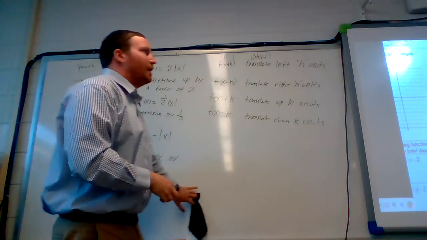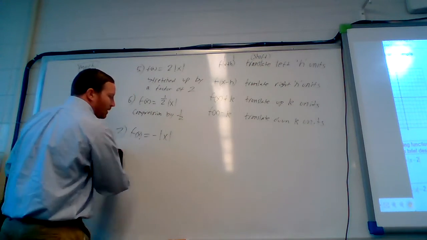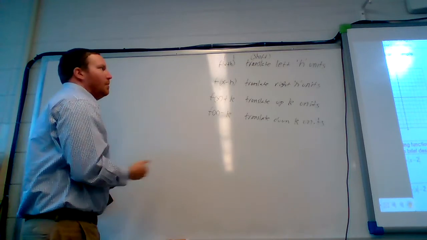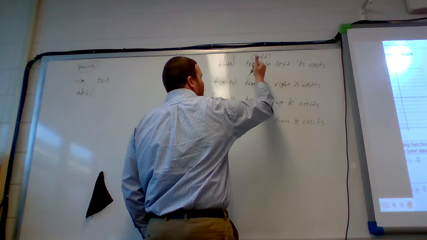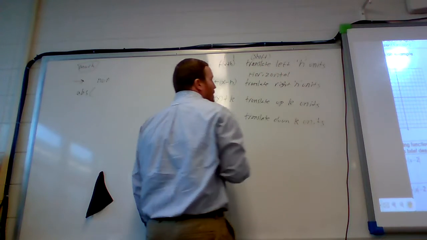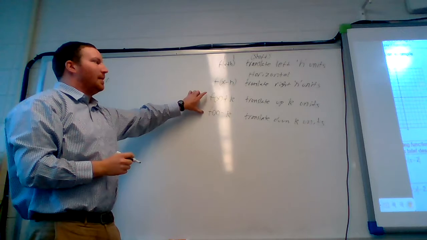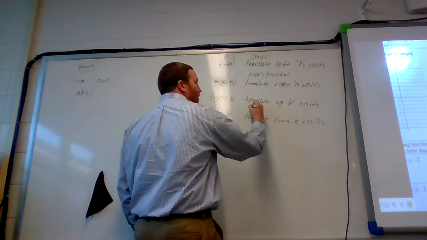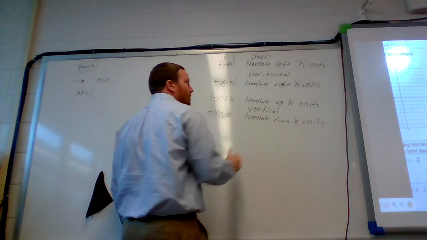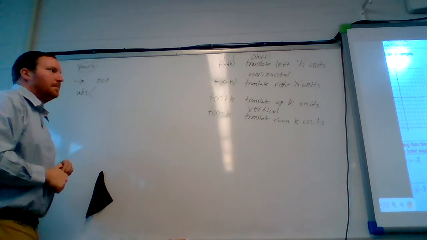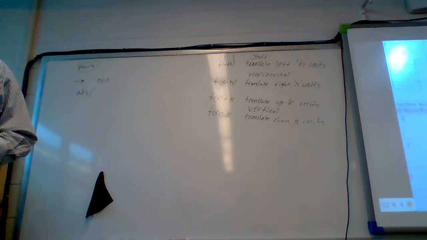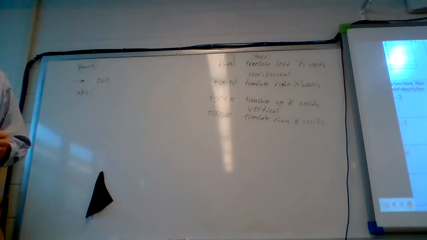So there's our translations. We can go left and right. We also have another term for that. We would say these are our horizontal translations. And then we have our translations up and down, or we can say these are our vertical translations. And then our next is our dilations. So we have two of those that can take place.